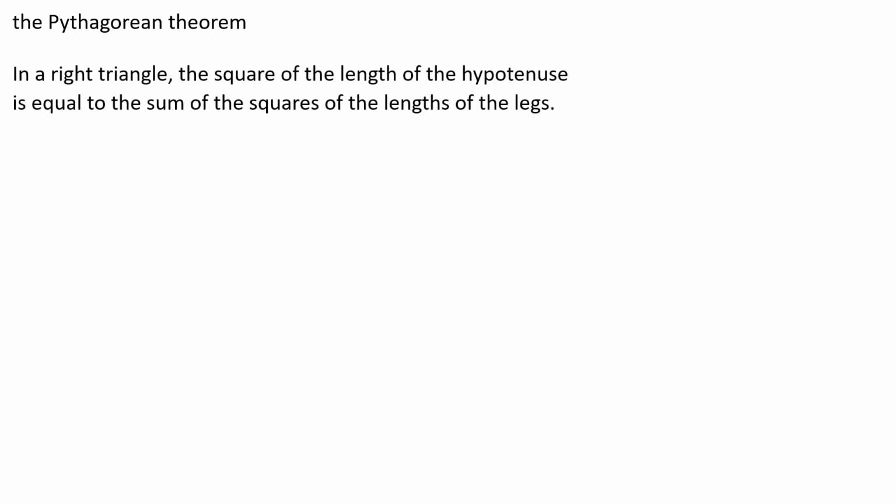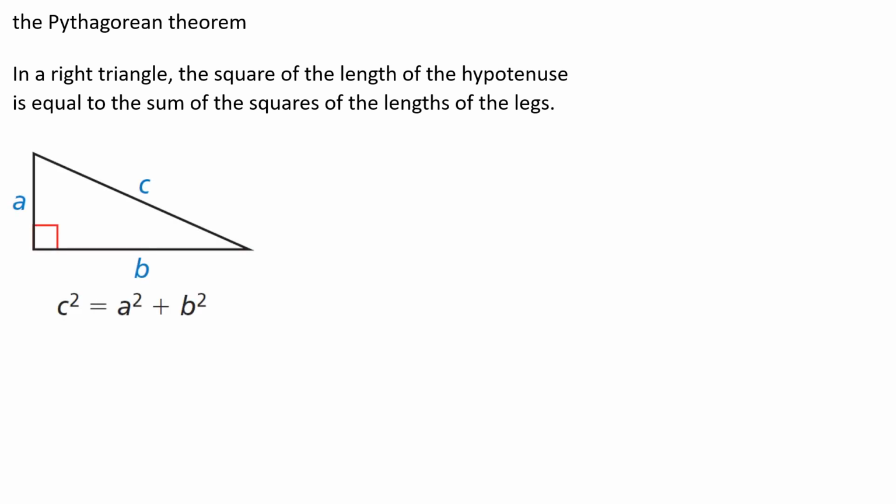So the Pythagorean theorem states, in a right triangle, the square of the length of the hypotenuse is equal to the sum of the squares of the lengths of the legs. In other words, c squared, that's the square of the length of the hypotenuse, is equal to a squared plus b squared. Those are the squares of the lengths of the legs, right? So we add them together, right? Sum means add.